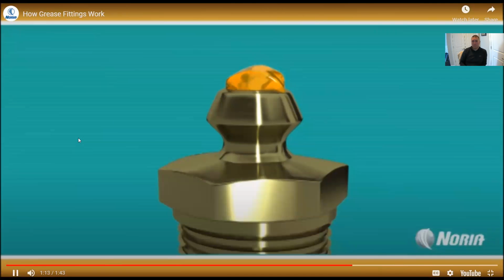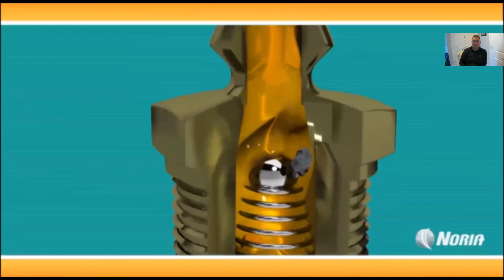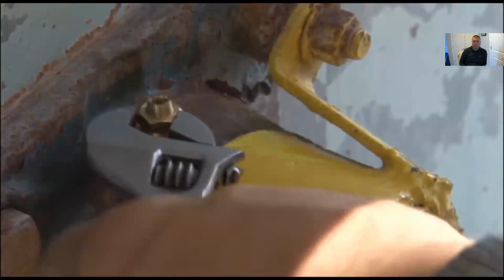In this situation, do not apply grease. Adding grease could force a particle into the bearing, causing wear and damage. The grease fitting should be removed and replaced with a new fitting.